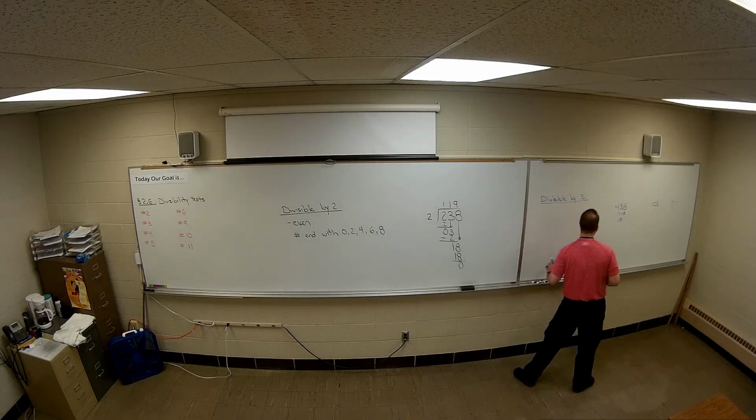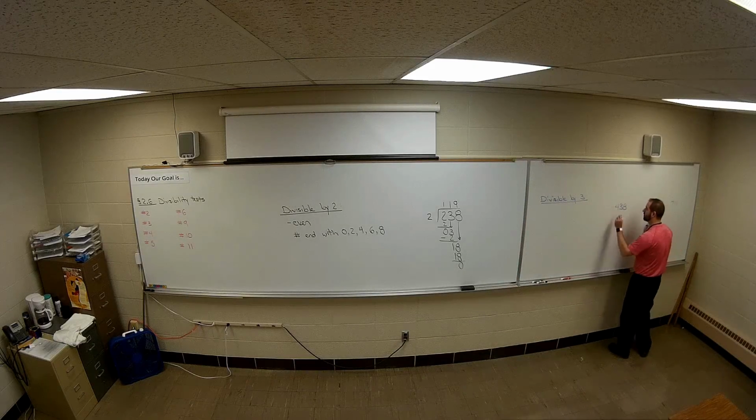Okay, so now to prove my point, let's actually show that it is divisible by 3. So 3 goes into 4 once. Subtract, I get a 1. Bring down the 3. 3 goes into 3 4 times, which is a 12.